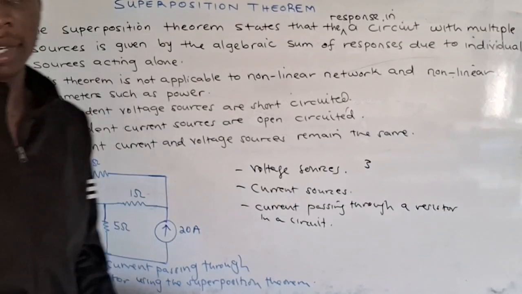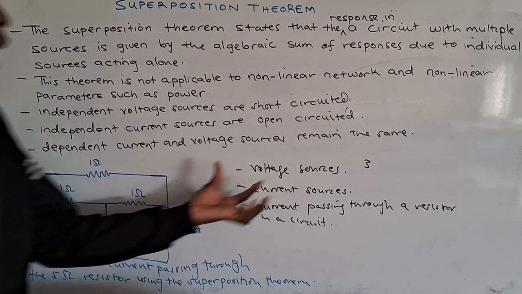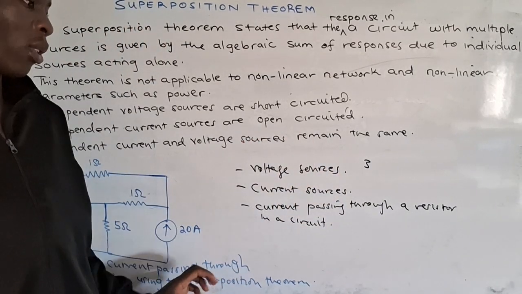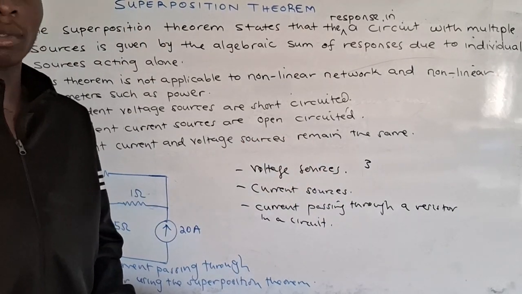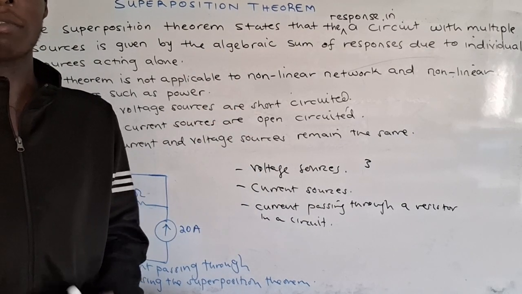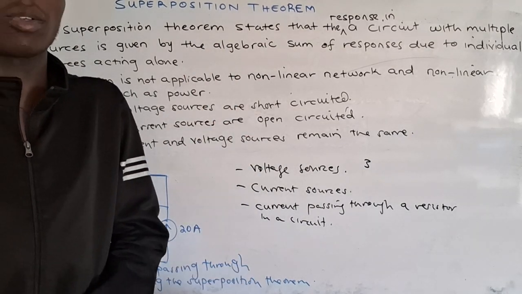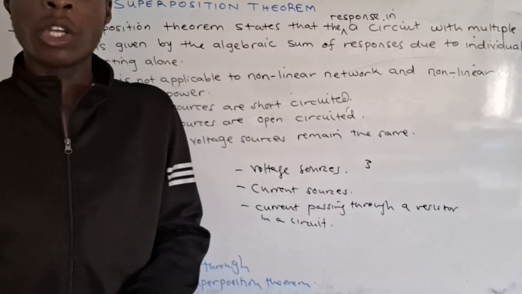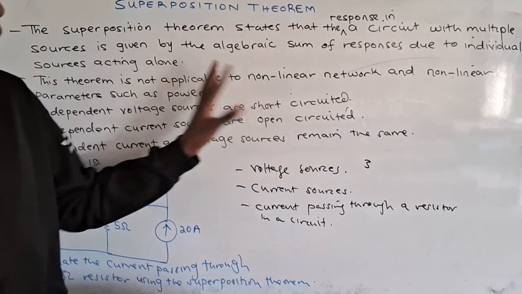I said the sources can be voltage sources and current sources. So how are we going to remove the voltage sources and how are we going to remove the current sources? It's not something like you just remove them and then get confused about what it means. No. You remove them with some laws.